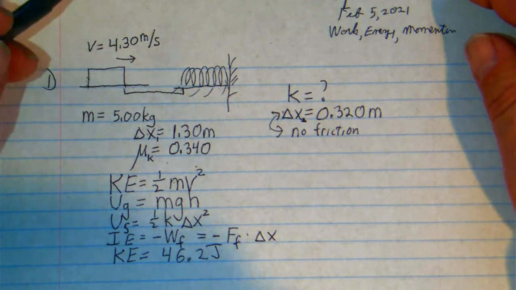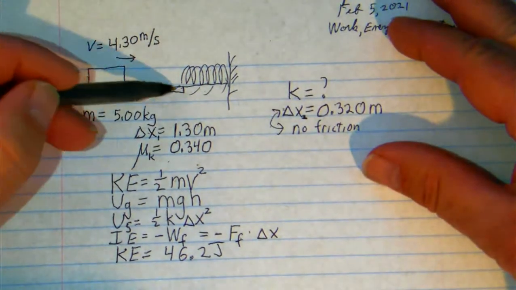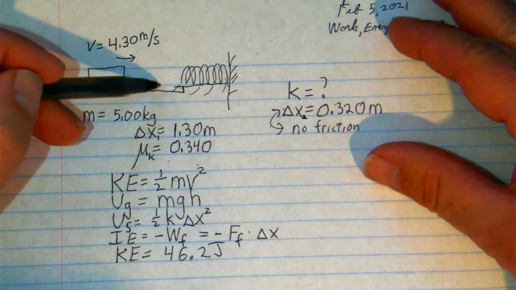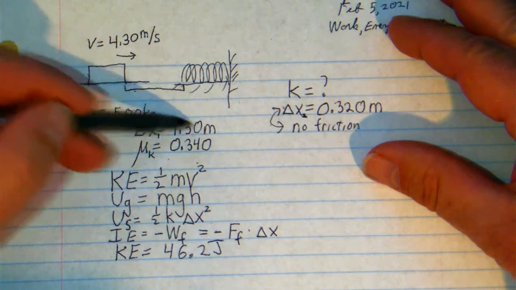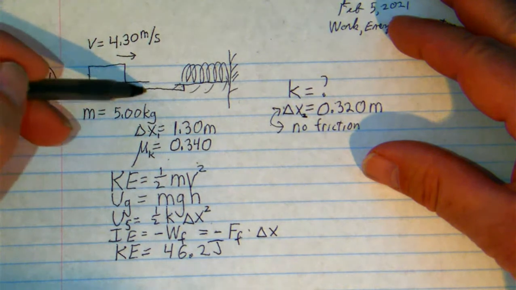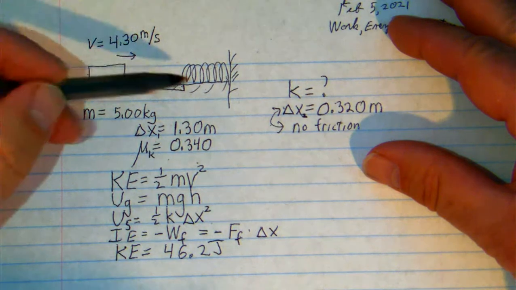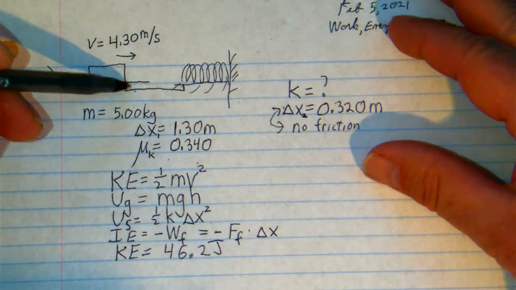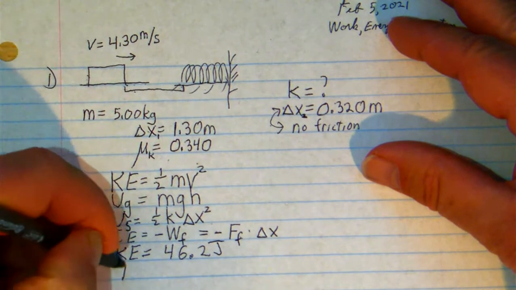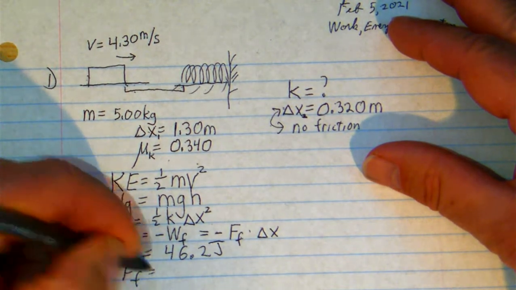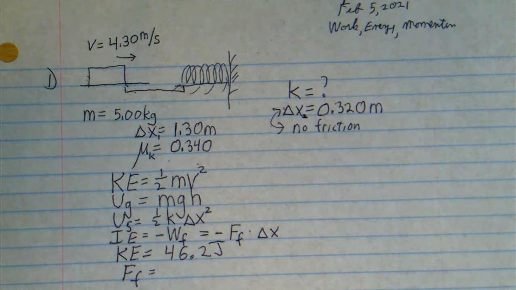And so really, the very next step we should do is calculate how much friction we're encountering over this patch here that's 1.3 meters in extent, where the mass is 5 kilograms, the surface is horizontal, the coefficient of kinetic friction is 0.340. Calculate, please, what is the value of the force of friction in this situation?